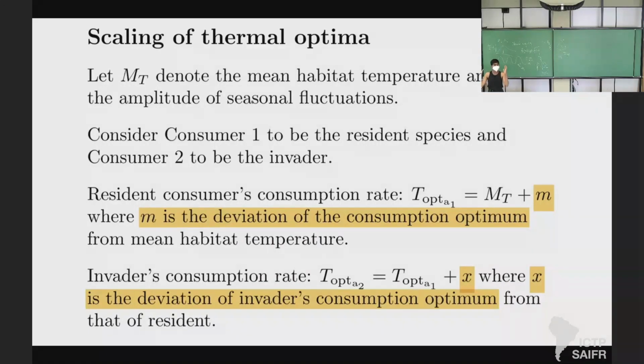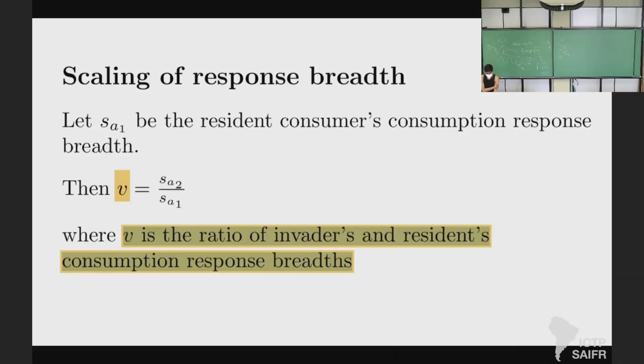Now, we have actually defined species specific responses to the environmental variation in terms of the environment itself. In fact, we are just using the mean here, right? The fluctuations will come later. Then we say the response breadths, we are going to scale them. Let V be the ratio of response breadths of the invader and the resident. And that tells you the relative degree of specialization and generalization.